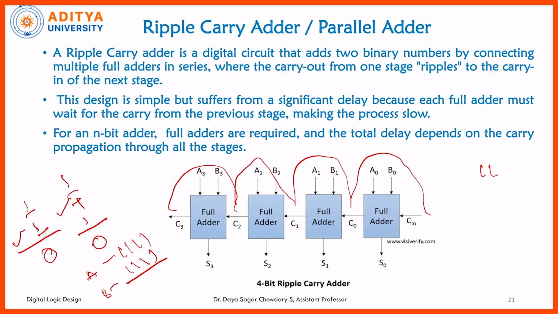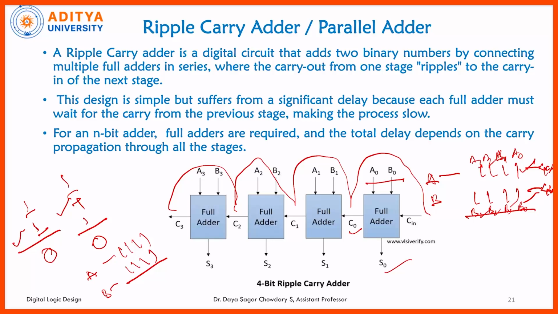So let us consider 1 1 1 1 and 1 1 1 1. This is a 4 bit representation, and this is also a 4 bit representation. That means A and B are 4 bit numbers here. Let us consider this one as A0 A1 A2 A3, and likewise B0 B1 B2 B3. Finally, A0 with B0 we sum up in the first full adder, and whatever sum we get we can directly take, but the carry we have to send to the next level, that means the second bit level.